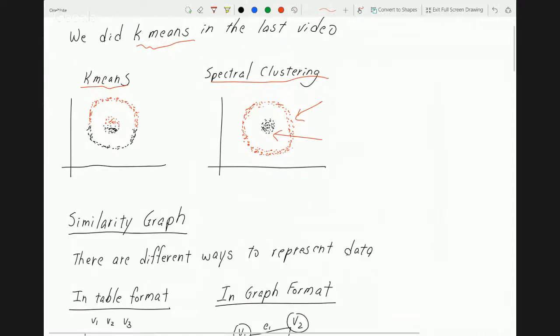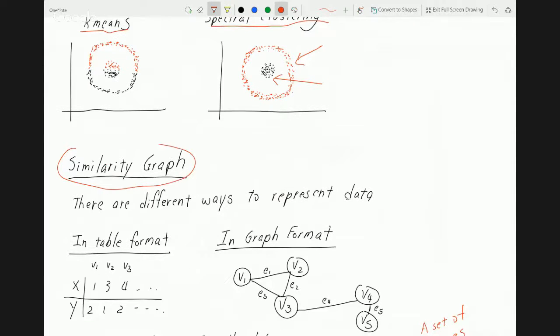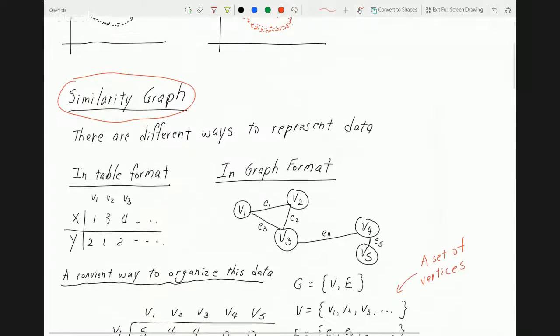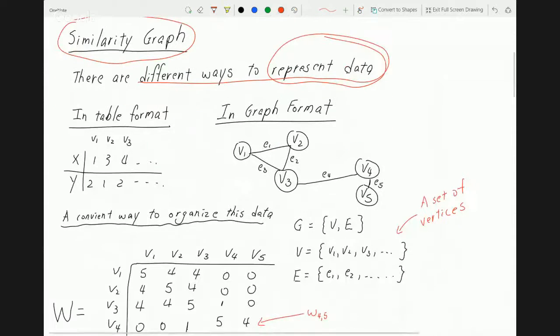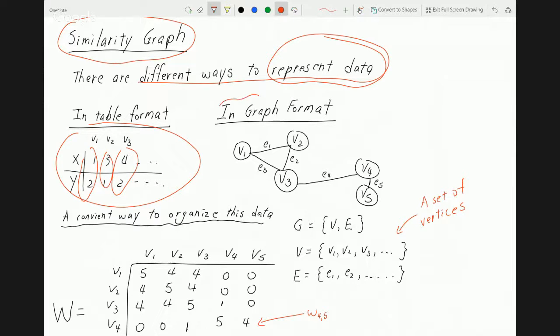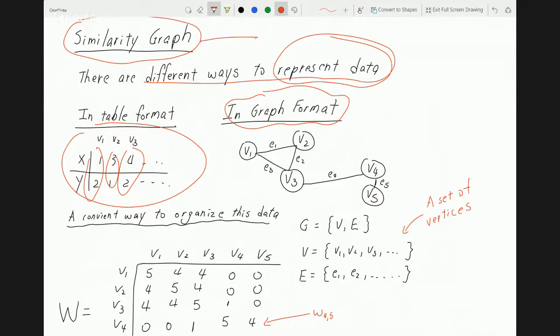So to start, we want to talk about this thing called a similarity graph. There are different ways to represent data. What we are used to very often is just a table format. We have x and y, and we have the x, y, x, y, x, y. Another way is in the graph format, specifically if you're talking about similarity graphs.